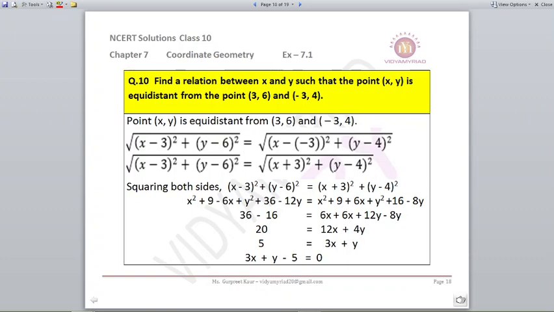We know the algebraic identities for (a minus b) whole square and (a plus b) whole square. Using them we will expand and see if any relation is formed. Here we see that x square and y square both get cancelled, and at the end we get 5 is equal to 3x plus y, which can be written as 3x plus y minus 5 equal to 0. That is the relation between x and y which we were able to find.